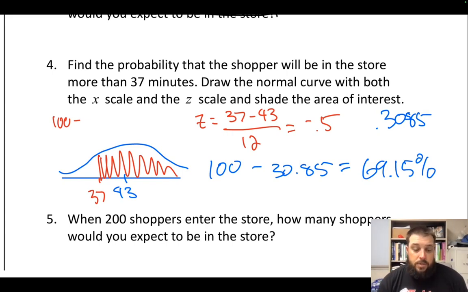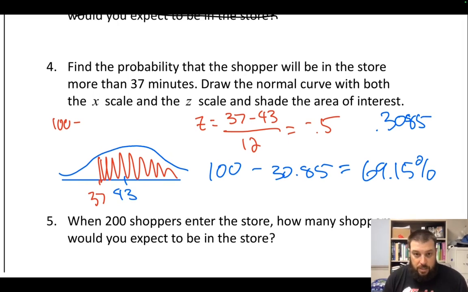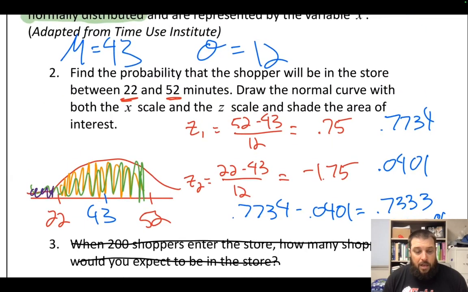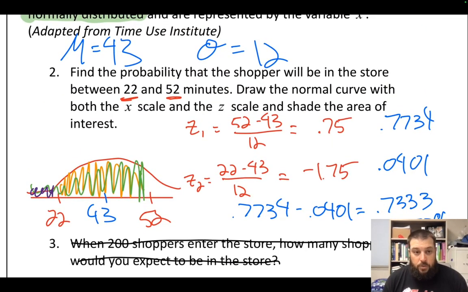Okay, so again, using normal distribution to find probabilities, well, it's a percentage, which we know, or even the decimal form is a representation of probability. And so we can use our x value to find our z-score given a mean and standard deviation. That gives us a z-score, which then we can take to our table and get our percentage, which then equates to our probability of finding a shopper that will be in the store more than 37 minutes, which would be 69.15% of the time. And then a probability that a shopper will be in the store between 22 and 52 minutes, and that was 73.33% probability.